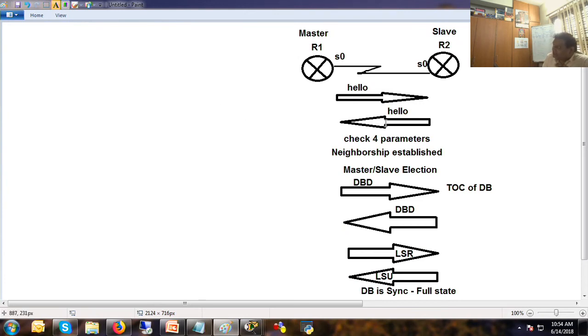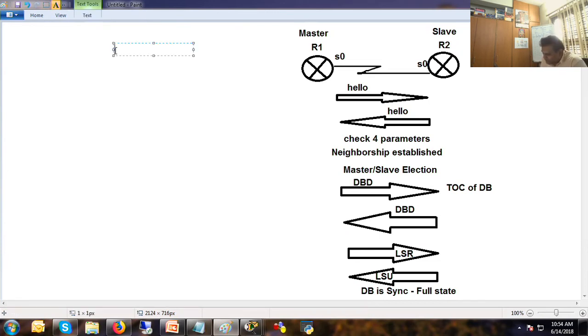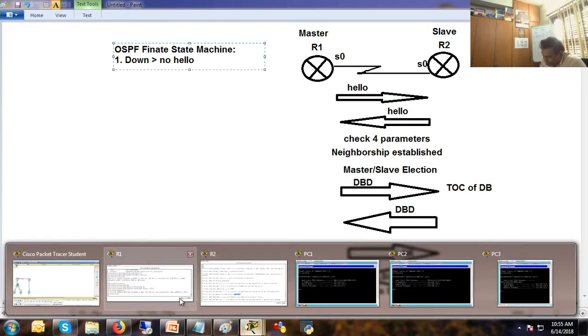Now I explain you the state machine. What is the topic I want to teach you now? OSPF finite state machine. Now I'll write down, 8 states are there. Total 8 states. 1, Down. What's the first state? Down. What will happen in this state? No hello is sent.